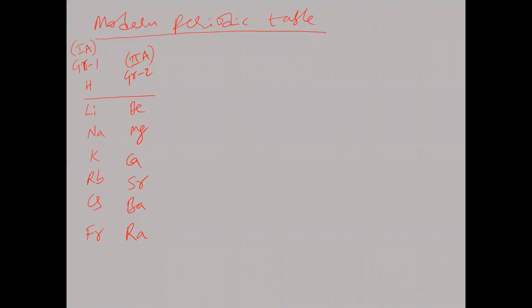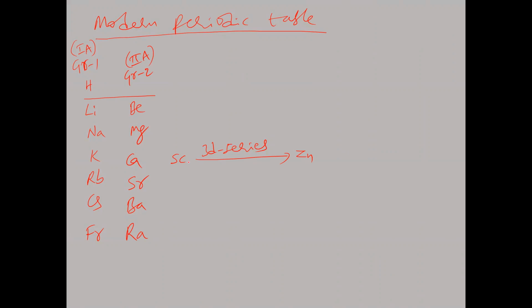So after this, what is there next? After calcium, scandium is there. Titanium, vanadium, chromium, all these are there, up to zinc. Now scandium to zinc, these elements are called 3D series elements. They are D block elements.